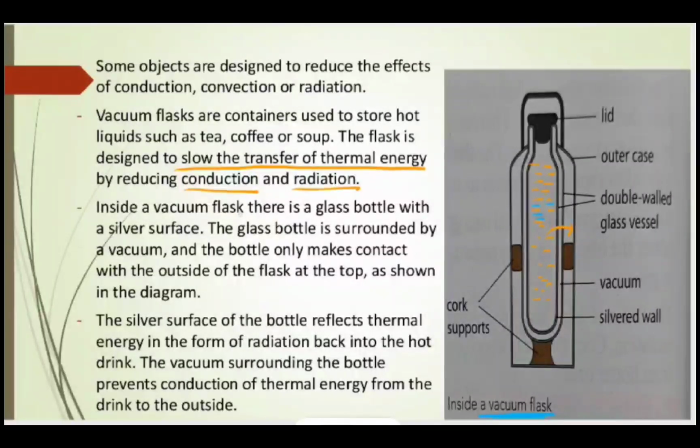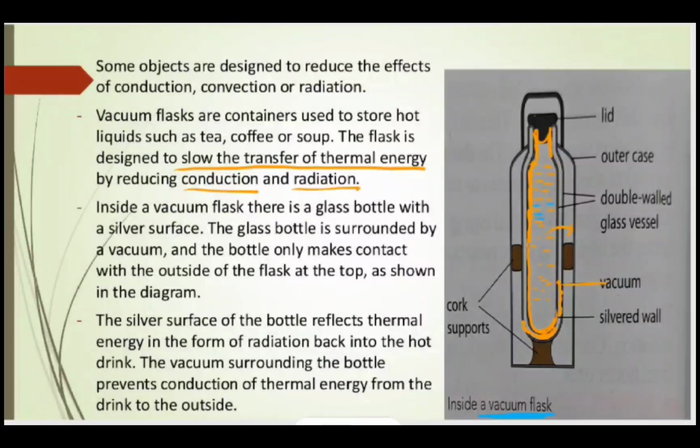Inside a vacuum flask there is a glass bottle. So this inside is a glass bottle with a silver coating. There's a silver coating on the glass. The glass bottle is surrounded by a vacuum. So this space out here is nothing but a vacuum. And the bottle only makes contact with the outside of the glass at the top. So here only the lid is in direct contact with the glass. Correct?